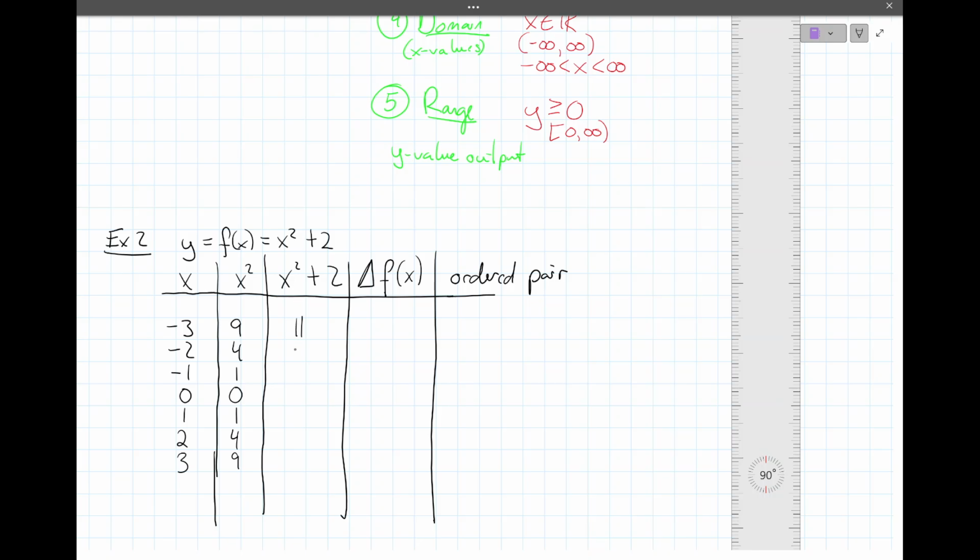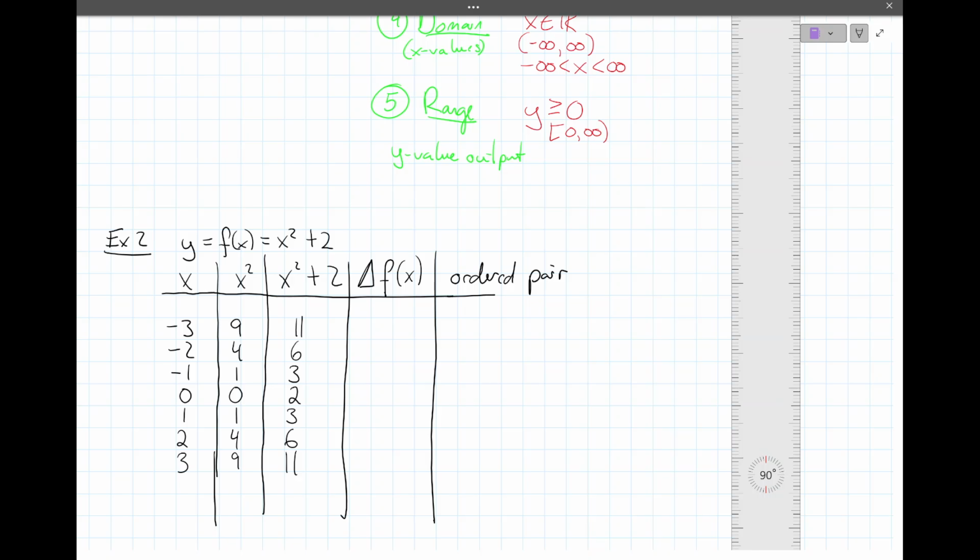So 9 plus 2 is 11, 4 plus 2 is 6, 1 plus 2 is 3, 0 plus 2 is 2, 1 plus 2 is 3, 4 plus 2 is 6, and 9 plus 2 is 11. And notice that we still have our symmetry.